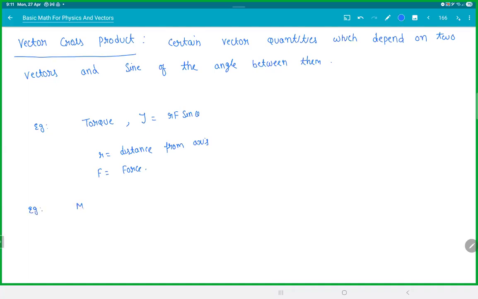Then people saw a magnetic force. So this F is given by Q into V into B into sine theta. Q is charge, that's a scalar quantity. V is velocity, that's a vector. B is the magnetic field.